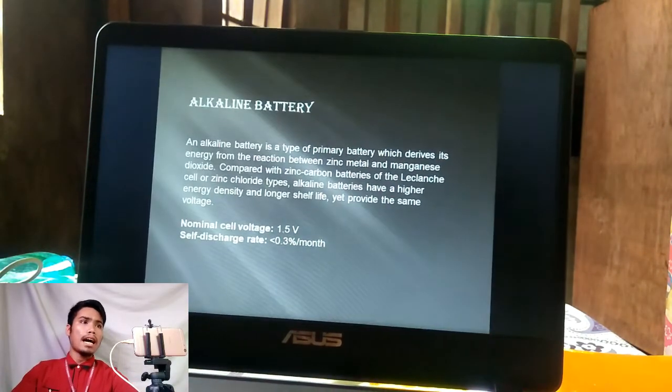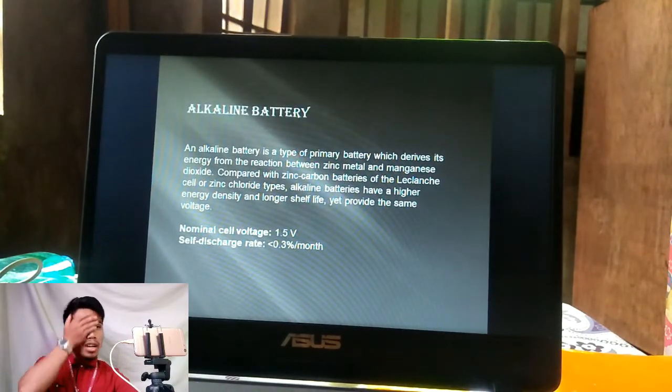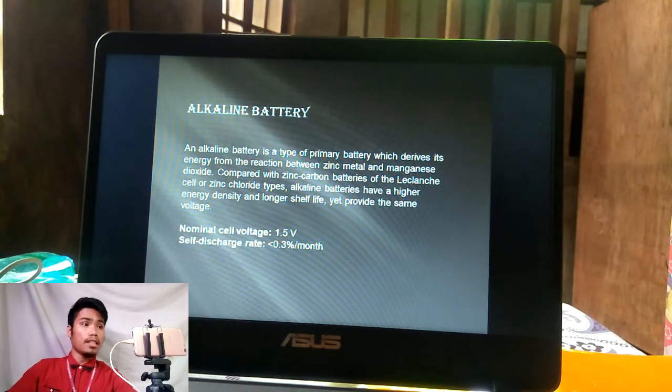Next, alkaline battery. Alkaline batteries are a type of primary battery which derives its energy from a reaction between zinc metal and manganese dioxide, compared with the zinc carbon batteries of the lithium cell or zinc chloride types. Alkaline batteries have a higher energy density and longer shelf life, yet provide the same voltage.